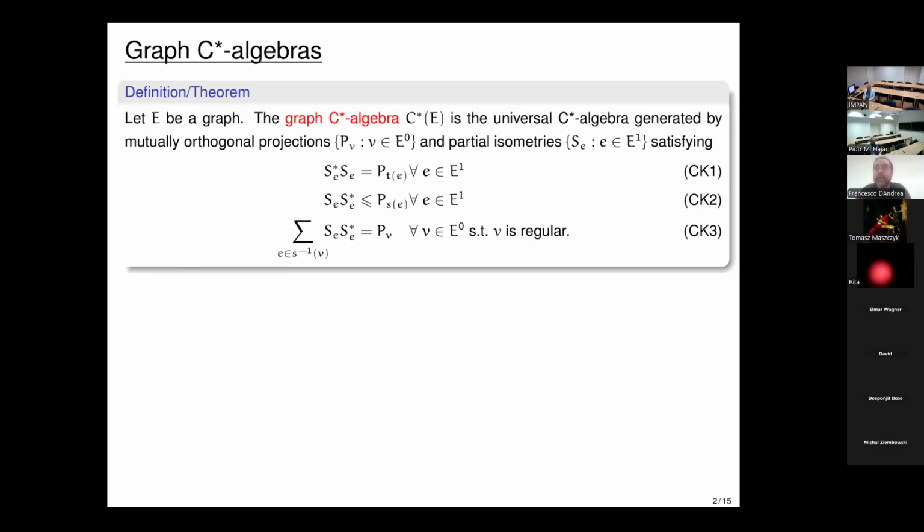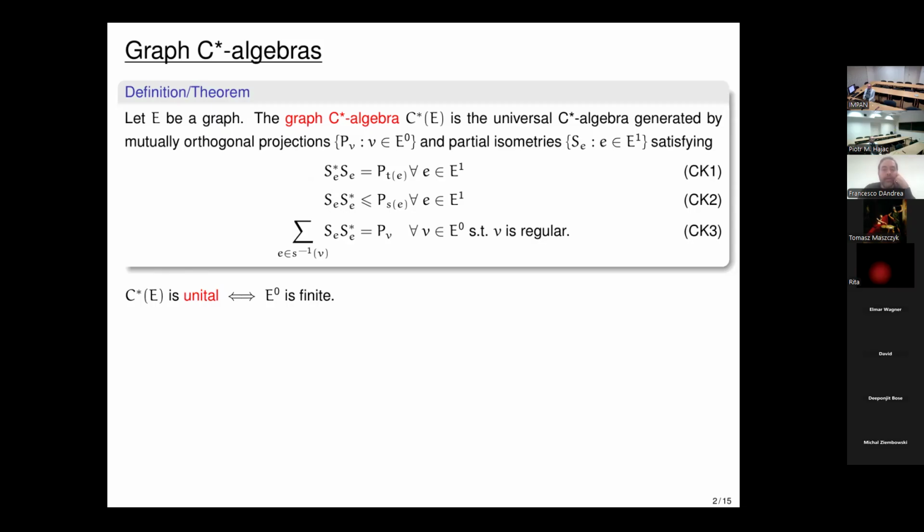Another observation, maybe another thing that I should say, is that the second condition is the only one which is not an algebraic condition, but you can reformulate it in an algebraic way. This is equivalent to saying that P source of E multiplied by S of E from the left is equal to S of E. So you can rephrase it in an algebraic way. Okay.